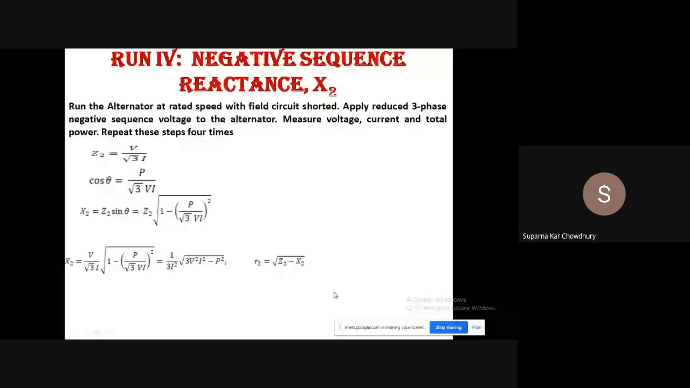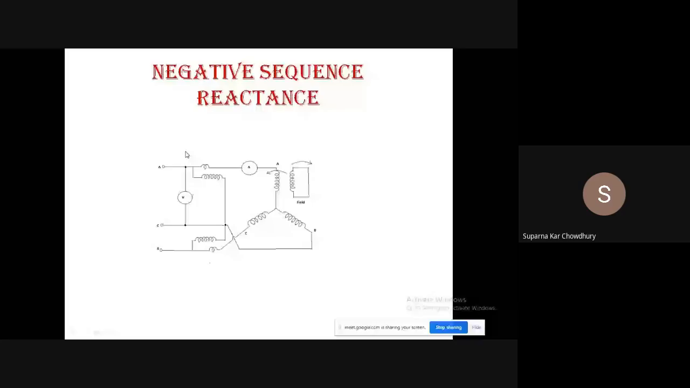Next, another one is the negative sequence reactance. If our supply is unbalanced, it can be divided into a positive sequence and a negative sequence voltage. So what is the impedance offered by the machine to the negative sequence voltage? Now the connection diagram for this will be like this.